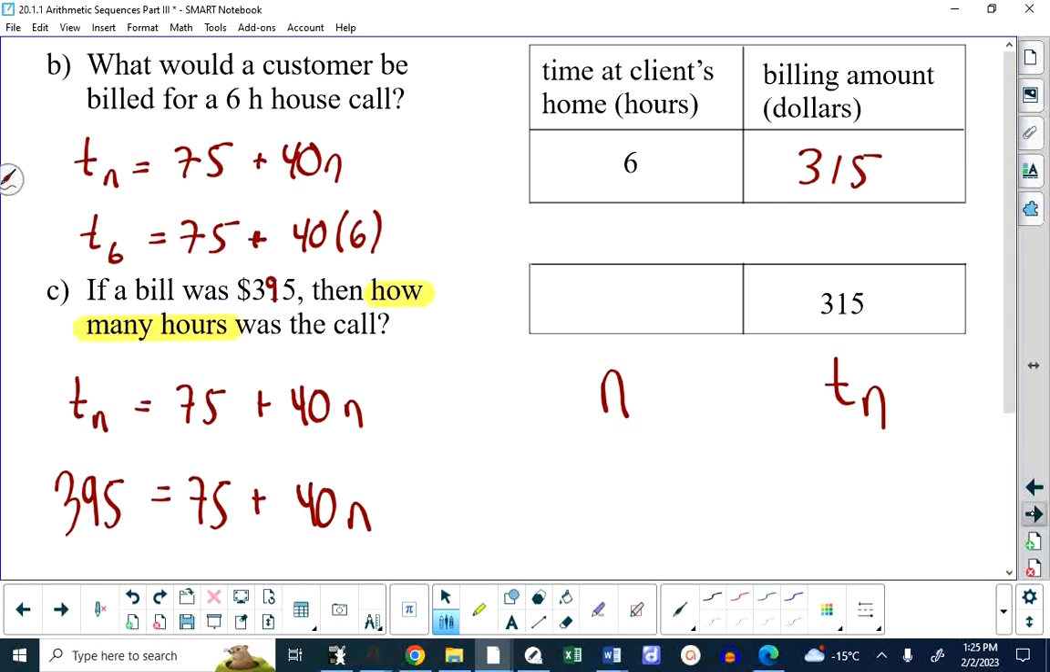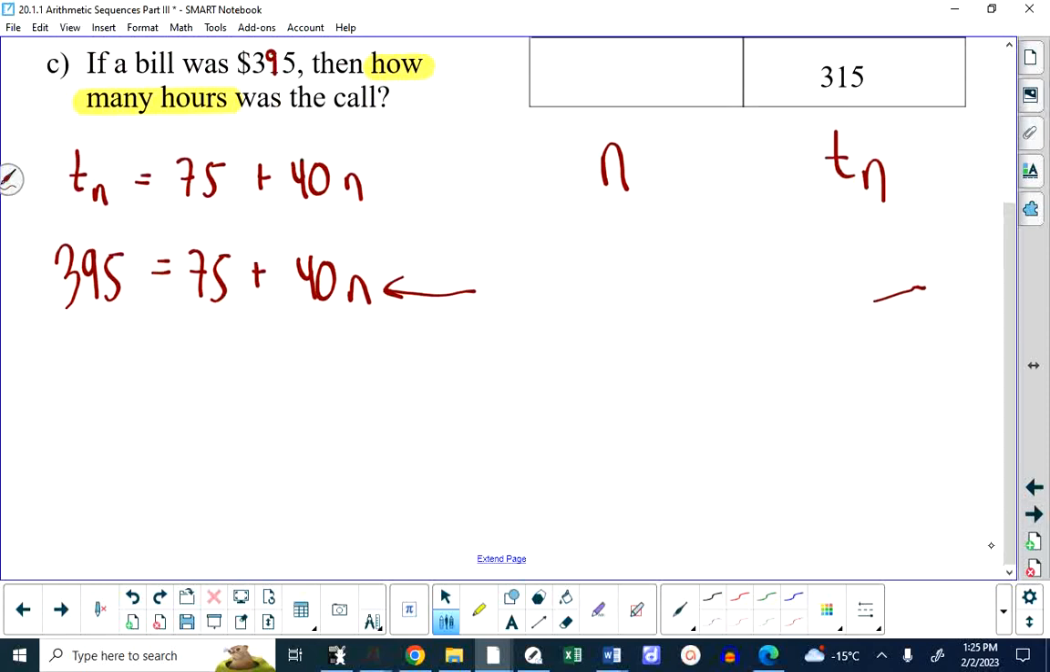And by the way, as simple as this is, simple too, isn't it? To find n, it's a little bit less simple. You have to take 395 and subtract 75. What does that give me? 320 equals 40n. So divide both sides by 40 and you get 8. Is that okay? Any questions with that one? All right.